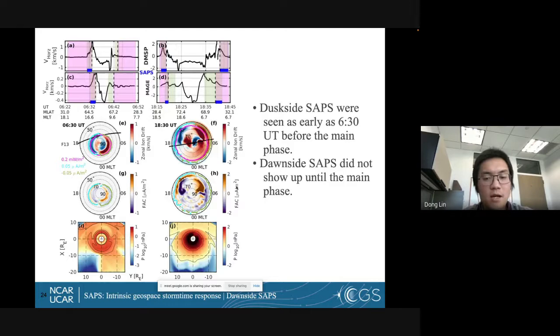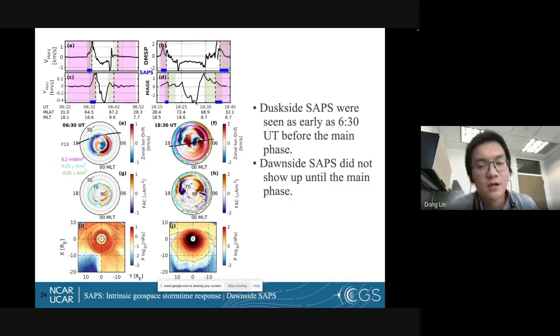So next, we try to understand when the dawn side SAPS would occur. Just using the same event, we compared different stages during the storm. This is like 2 orbits of DMSP F13 on this day. The first orbit was around 6:30 UT, and the second was around 18:30 UT.